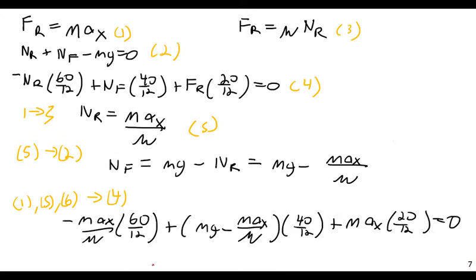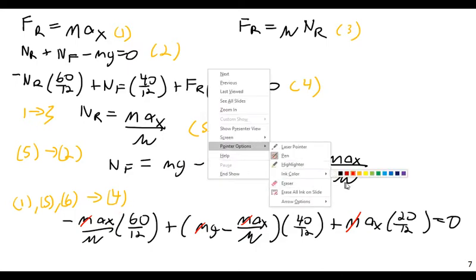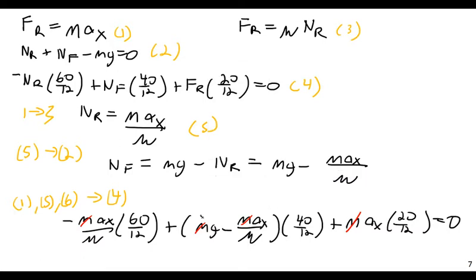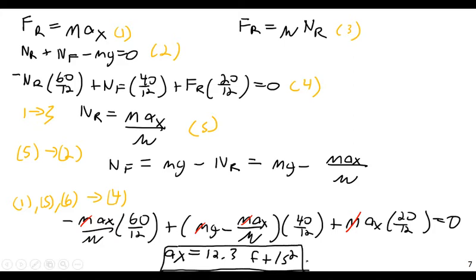What do you see that is constant between all of these three terms? The mass. The mass cancels out. And so then, the only unknown I have is AX, and if you substitute in the g and the coefficient of static friction, if you work through this, you will find that AX is equal to 12.3 feet per second squared. And that is the maximum acceleration that this thing can undergo.